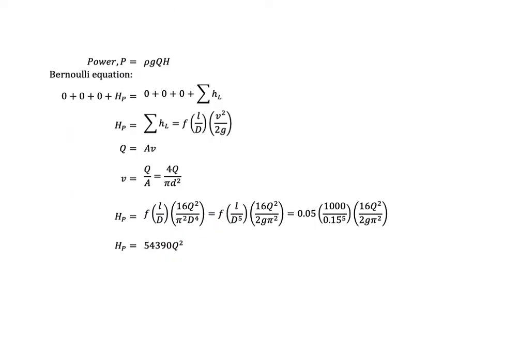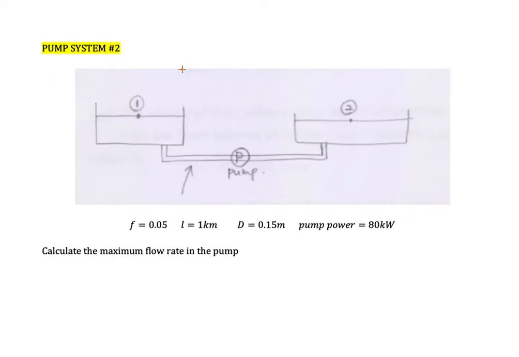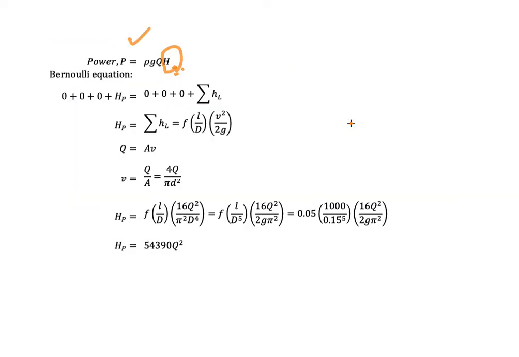Okay, so we know the power is P equal rho g Q H, but to calculate the power, we need to know what is the value of H here. From the Bernoulli equation, we evaluate the energy changes from point number 1 here to point number 2 at the other tank. So we substitute the values here. I think you know why all these parameters are equal to 0.